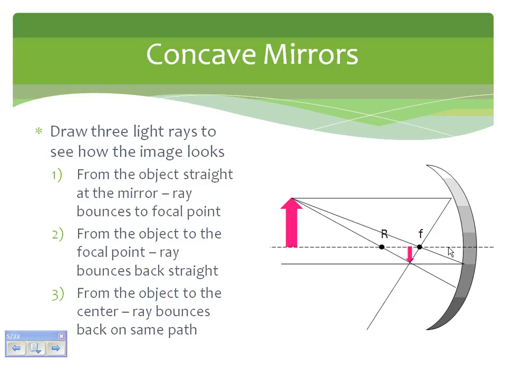The image looks a little bit different than what it did for convex, right? It is upside down, or something that we call inverted. And notice what's making up this image. This image is made up of actual light rays. These are not reflected light rays that are on the other side of the mirror. These are made up of actual light rays.